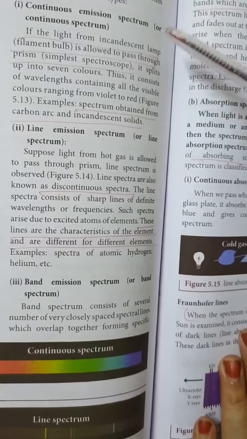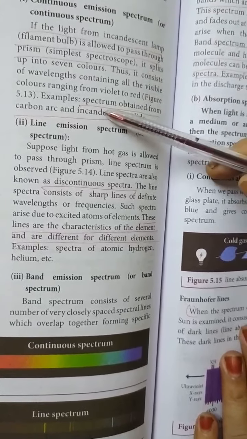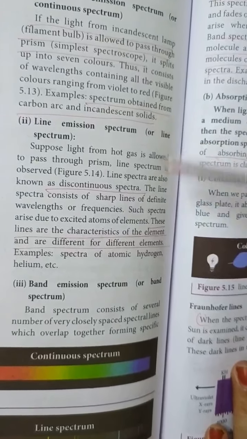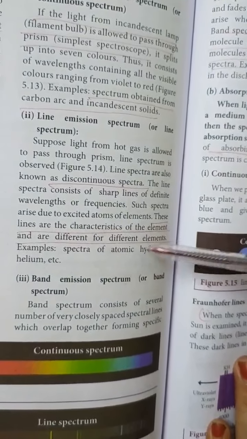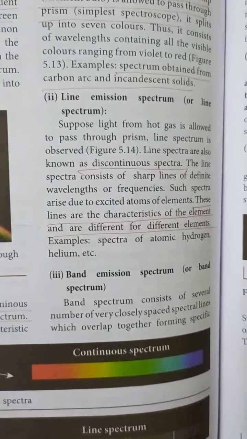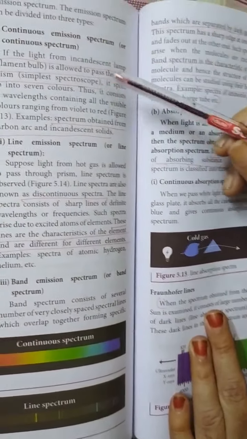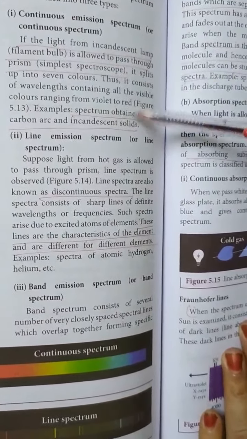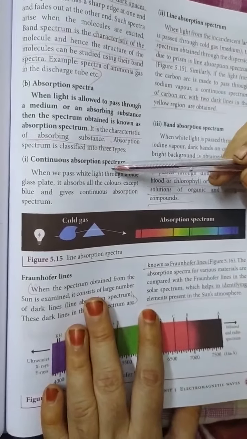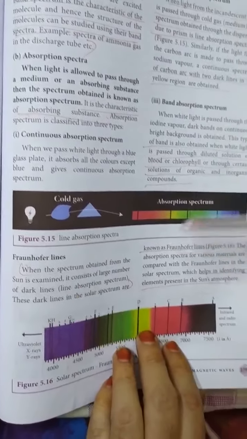You have to study how they are produced and the examples. That is, the spectrum obtained from carbon arc and incandescent solids. And also the spectra of atomic hydrogen, helium. And for band emission spectrum, spectra of ammonia gas in the discharge tube. So these are the examples. So you have to study how they are produced and the examples for these 3 spectra. Similarly, for absorption spectrum, continuous, line and band. In that also you have to study with examples.